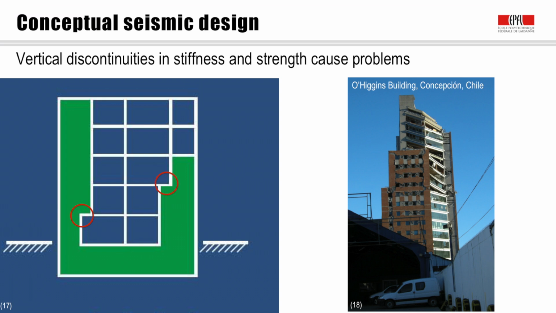An example of a building with irregularities in the elevation is again the O'Higgins building that we've seen before. This building has really several setbacks over the height of the building, and that might have really contributed to the damage.